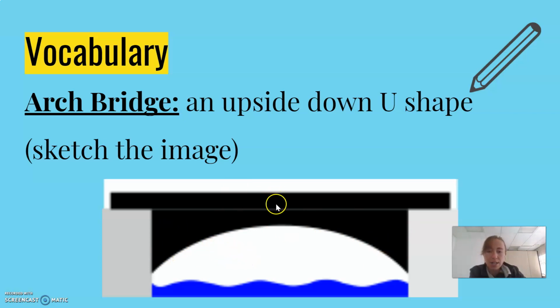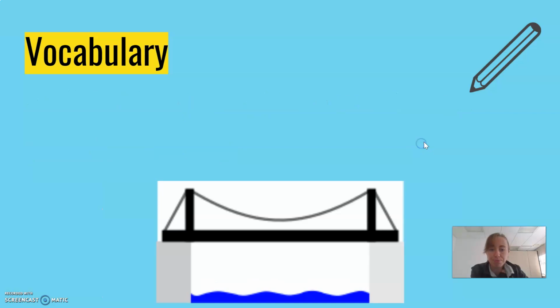The way the arch bridge works is that if a force is coming down, like let's imagine a car is across this. If a car is right here, then the pressure is going downwards and kind of extends out to these edges. And we'll talk a little bit more about that next class too.